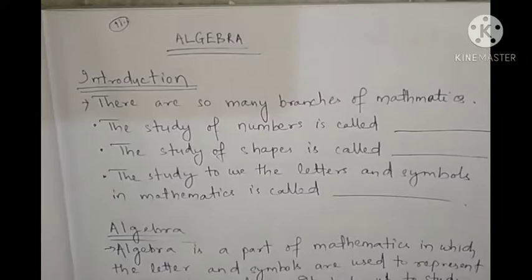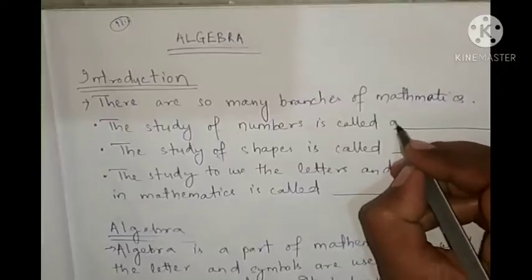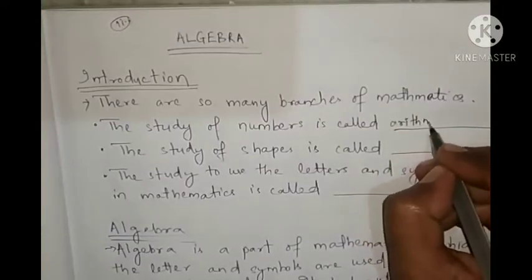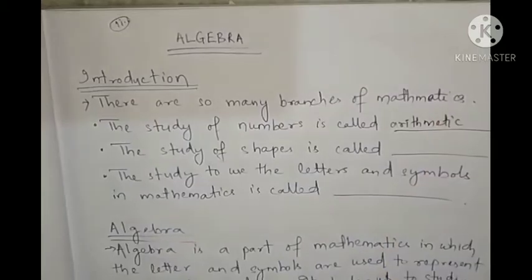So the new term, algebra. Before studying this, we are knowing about mathematics, where you are using numbers and doing calculations, like your addition, subtraction, multiplication and division. There are so many branches of mathematics, like the study of numbers, where we are taking numbers, that is arithmetic. Where we are studying the numbers and doing the operations, that is arithmetic.